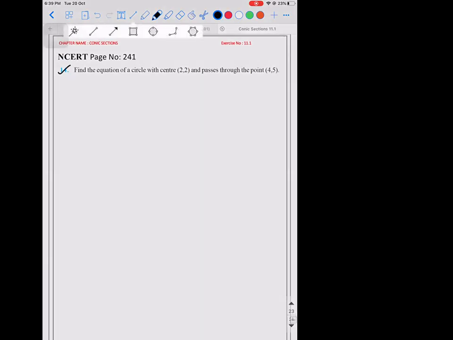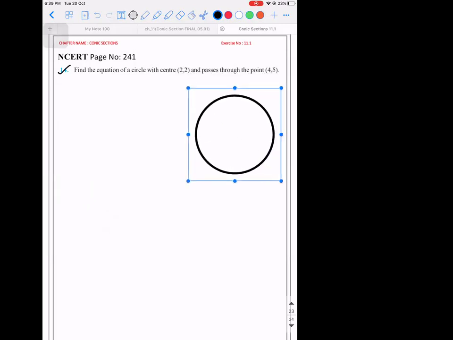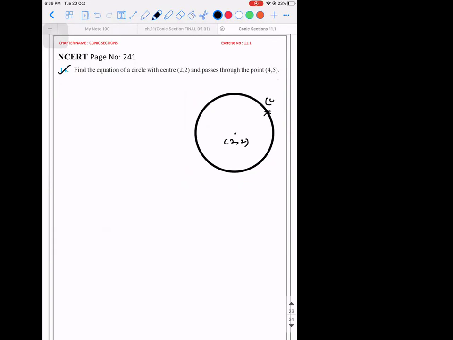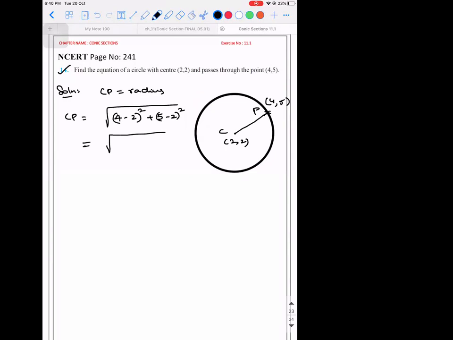So you have a circle where the center of the circle is 2, 2 and it passes through the point 4, 5. So CP is radius. So what is the value of CP? Root of 4 minus 2 the whole square plus 5 minus 2 the whole square. 4 plus 9, it will be root 13.